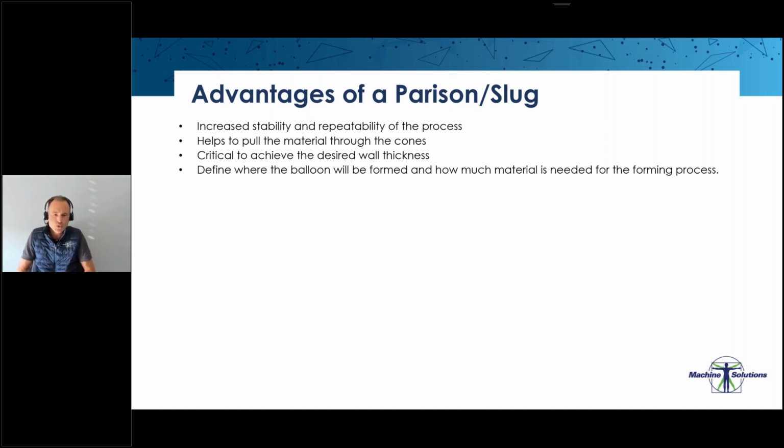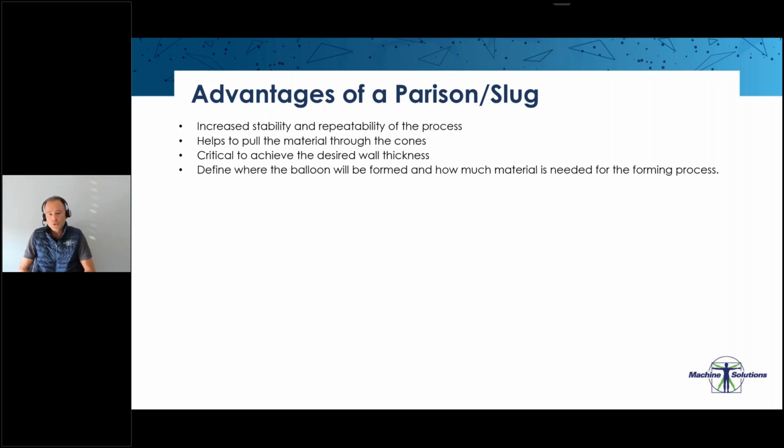BW-TEC recommends using a parison for the forming process for a balloon bigger than 2.5 millimeters. The bigger and longer the balloon becomes, the more important a parison is. A defined neck and consistency of the parison length are the two most important things to look for in a parison.